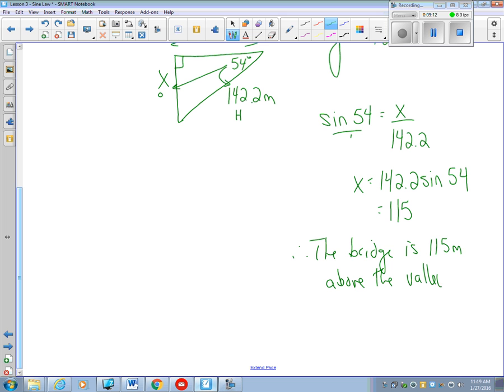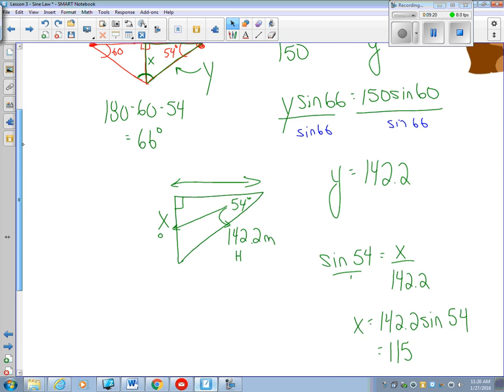Okay? That one's a tricky one because you have to start remembering ideas from SOHCAHTOA and sine law and start putting them together to realize what you can do with the two of them at one time.